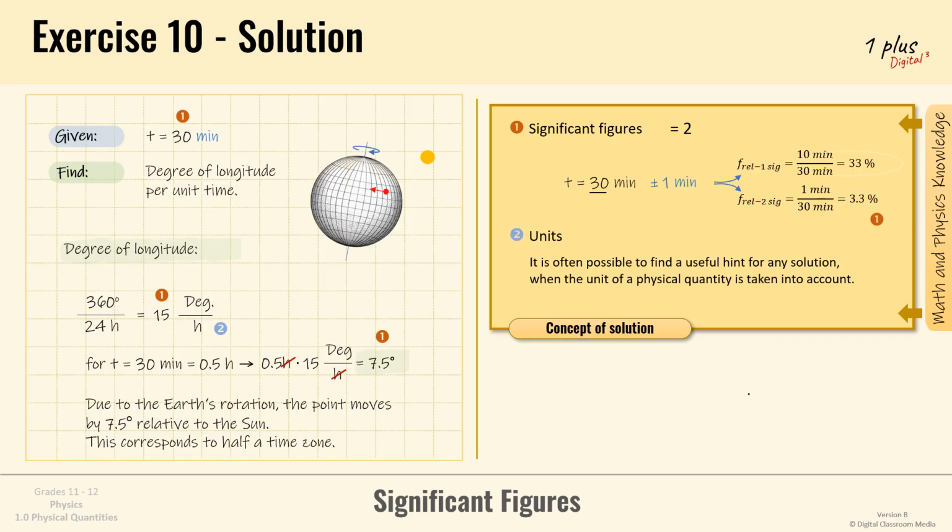An interesting comparison. 15 degrees correspond to one time zone. 7.5 degrees are therefore half a time zone. Conclusion: with simple reasoning, physical relationships can be understood very well. The Earth's rotation shows us directly how time and angle are connected.